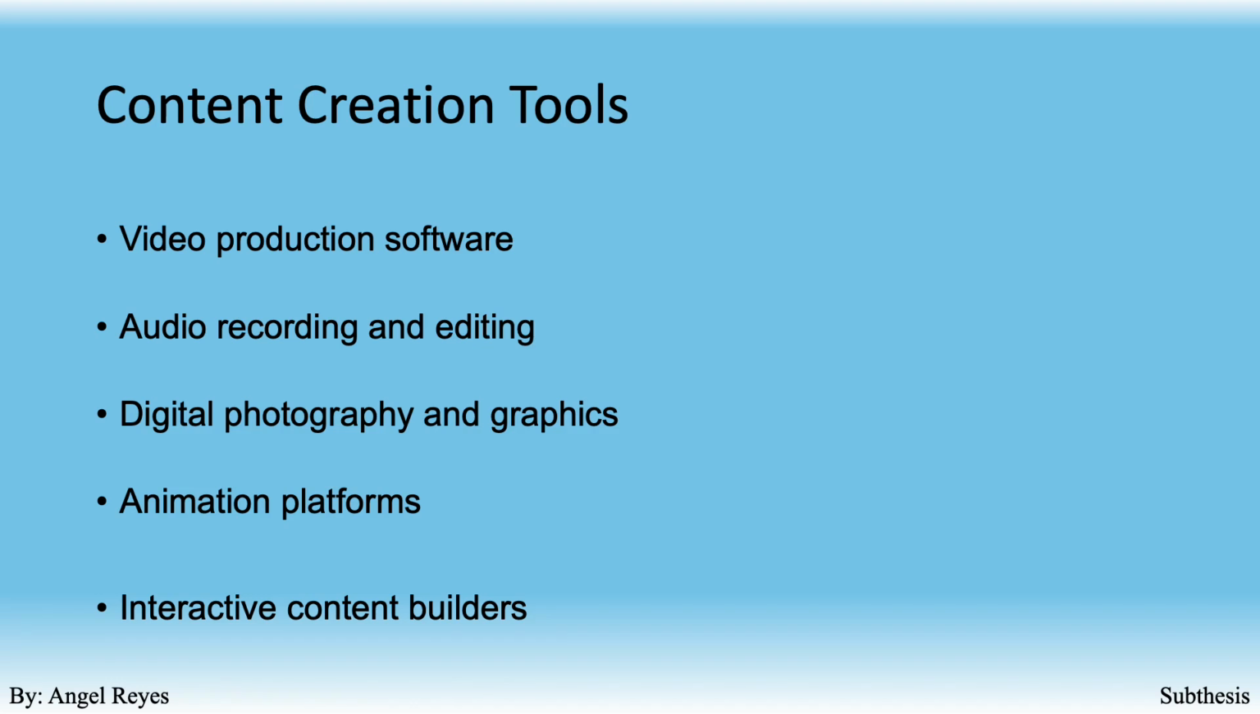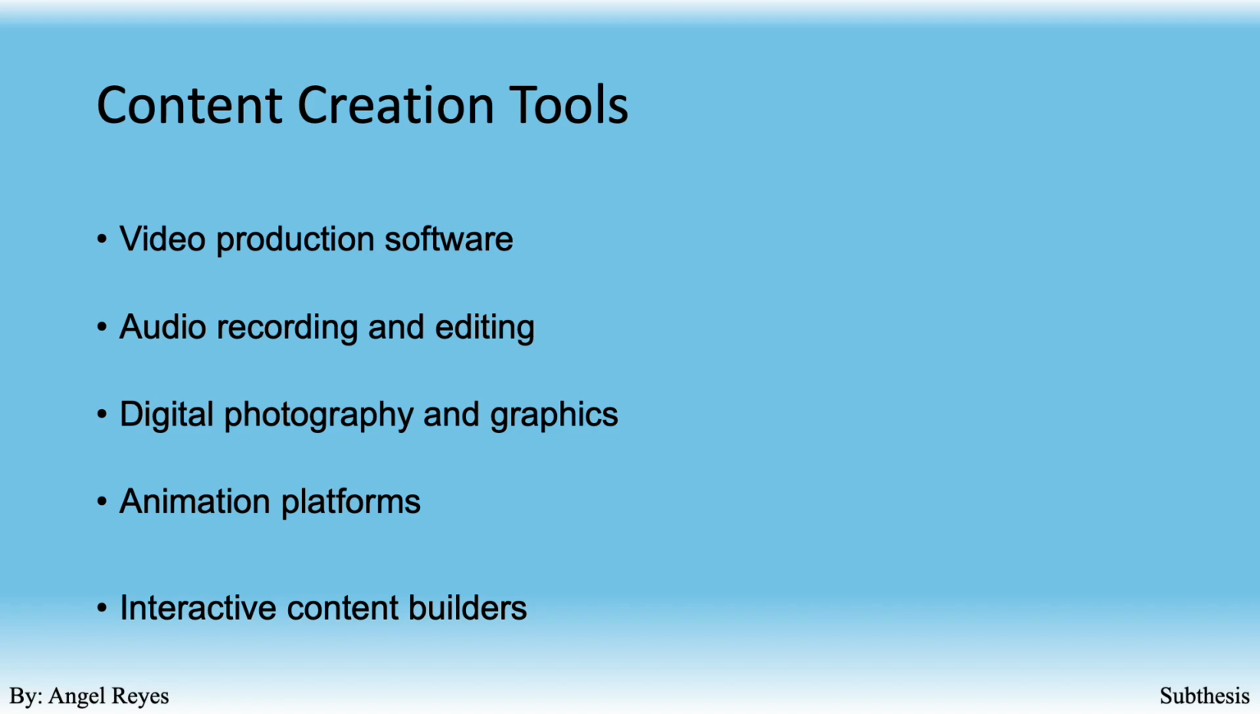Digital photography and graphics applications including Canva, Adobe Photoshop, or GIMP allow researchers to create or modify images, infographics, and data visualizations that communicate findings visually. Animation platforms like Powtoon, Vyond, or Adobe Animate enable developing dynamic explanations of complex processes or concepts that might be difficult to convey through static images or live video.